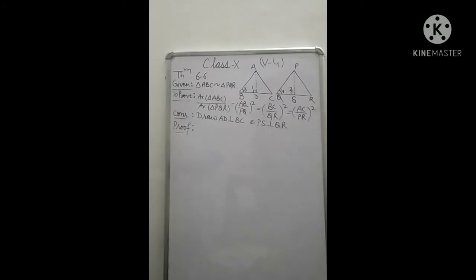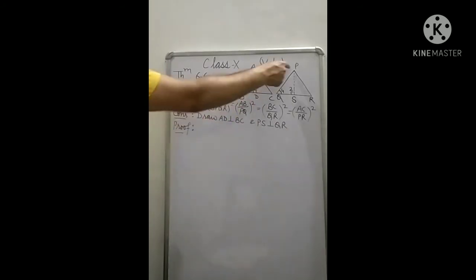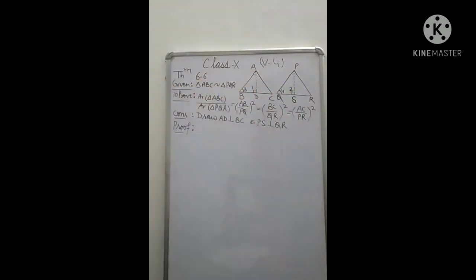So for that we have to make the construction, that is draw AD perpendicular to BC and PS perpendicular to QR. This construction we have to make here. Now let us start the proof of this theorem.